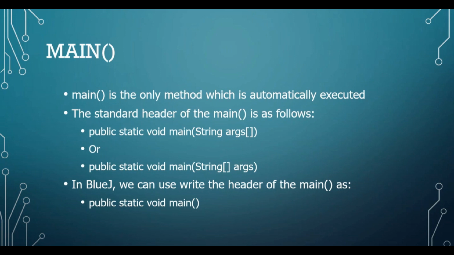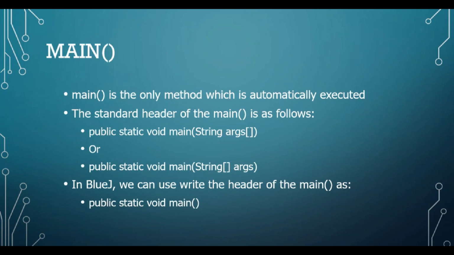If you can see, the standard header is public static void main(String[] args), or it could be written as public static void main(String args[]). The difference between the two is that the square brackets are written after args in the first one and after String in the second one. So both of them are exactly the same. You can write them in the same way.